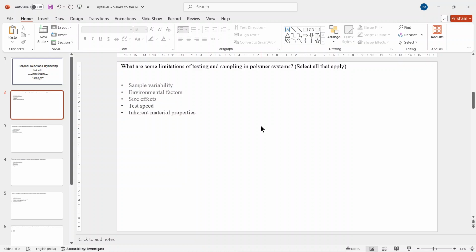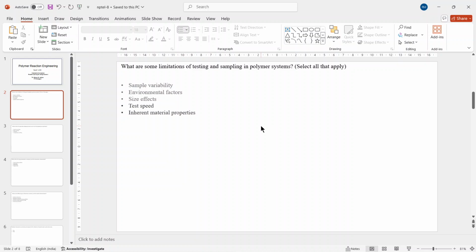Next we have the size effects. As I said, if the dimensions of the sample itself are different, that will limit the testing of the sample itself. The size effect will change the geometry, and because of the geometry change, your properties will be varying. So sample variability, environmental factors, and size effects, these three are definitely going to affect your testing and sampling, and they can limit the results for the testing and sampling of polymers. Then we come to testing speed.